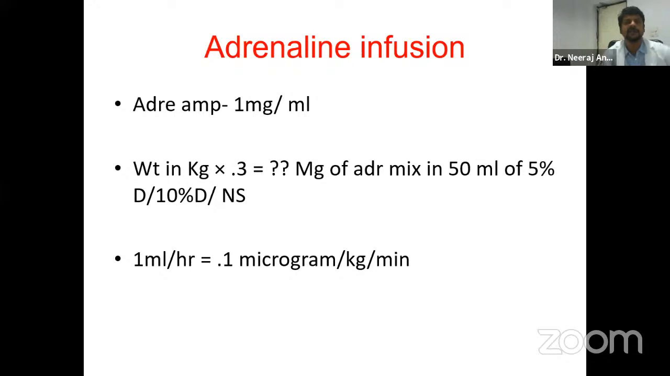So how to prepare adrenaline infusion? An adrenaline ampule contains 1 milligram per ml of ADR. So we have to divide 0.3 into weight in kg. So if the patient weight is 10 kg, 3 mg of ADR is to be mixed in 50 ml of 5% dextrose or 10% dextrose or normal saline, and 1 ml per hour of this solution means that the infusion rate is 0.1 microgram per kg per minute. So we could titrate the infusion rate by this method.